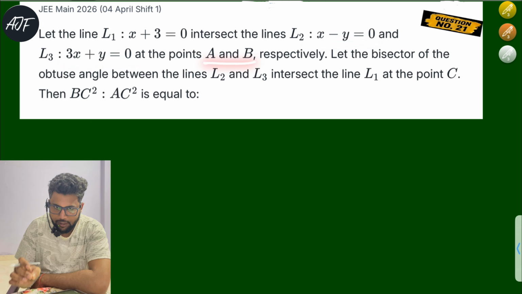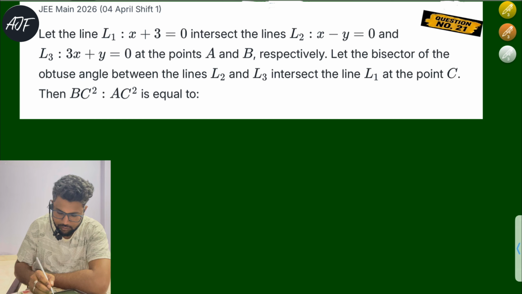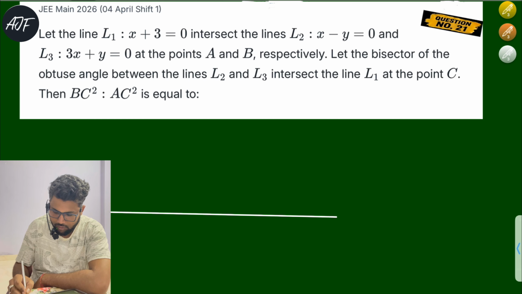L1 intersects L2 and L3 at two points A and B, and the bisector of the obtuse angle between L2 and L3 intersects L1 at the point C. Then find BC square plus AC square. I'll represent these on the x axis and y axis.